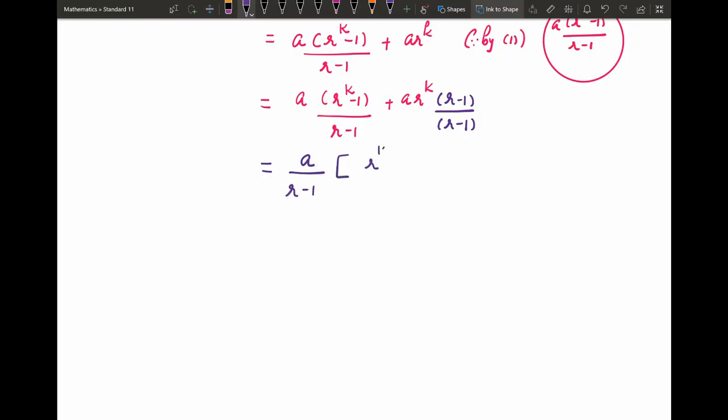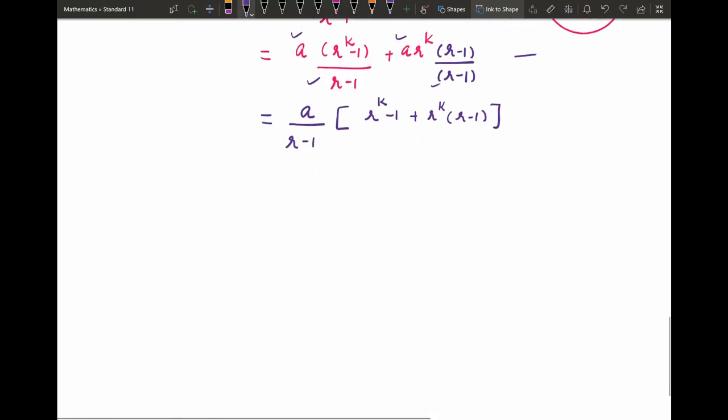So into the bracket r raised to k minus 1, this we have taken common. So r raised to k into r minus 1. Simply, in the second term we have multiplied the numerator and denominator by r minus 1. Then we have taken a upon r minus 1 common. So into the bracket r raised to k minus 1 plus r raised to k into r.